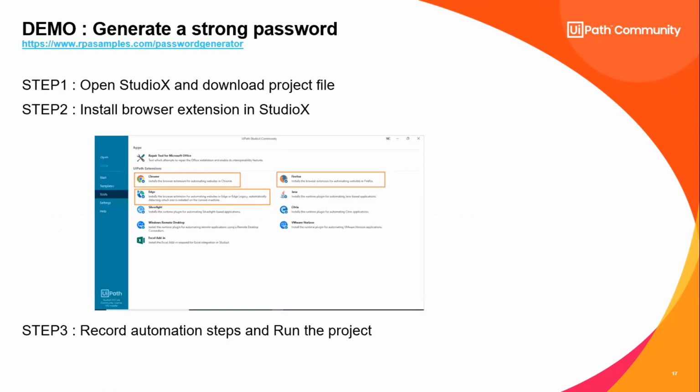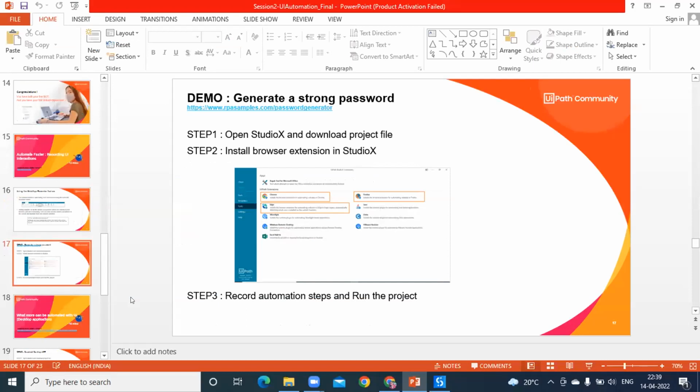Now, this is the second demo for the day where we will be creating a strong password. Again, the steps are the same. We will be opening UiPath StudioX. Make sure you have the extension enabled on your systems. You can see it on the screen. If you're working on Firefox or Edge or Chrome, you install the browser extension as per your browser only. And then we'll be recording all of these steps. We are doing it on the screen, and let's see how the recording feature can help you to create the automations better and faster.